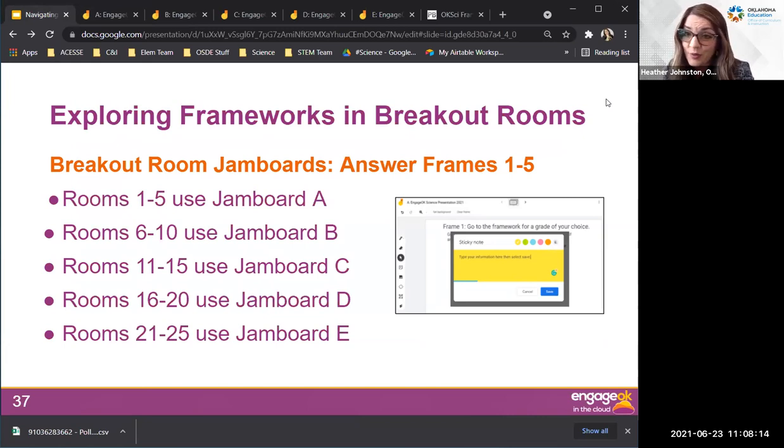Now, how do you know what room you're in? Well, when we get into breakout rooms, you will see it pop up and it'll say joining room and it'll give you some room number. And that reflects which Jamboard you're going to use. Those directions are already in chat. But if you select a Jamboard that's different than the room you're in, just know that that's okay. They all are the exact same and you can still interact with the Jamboards. Any questions before we get into the breakout rooms?